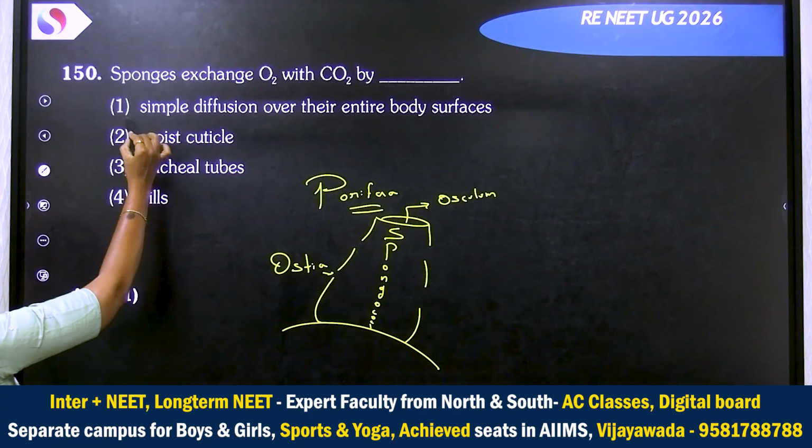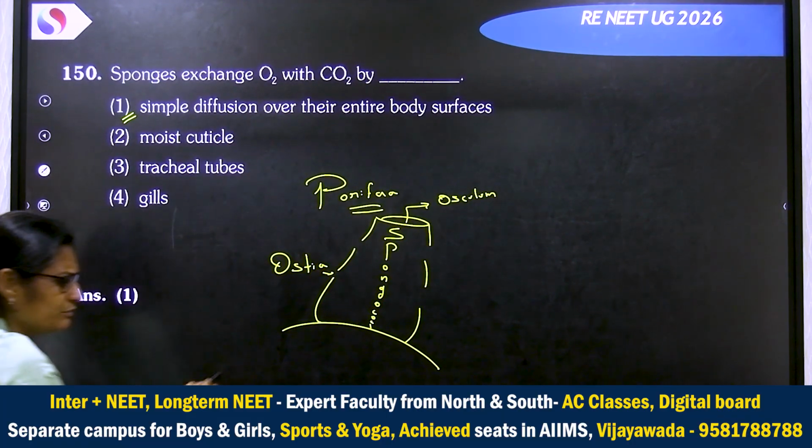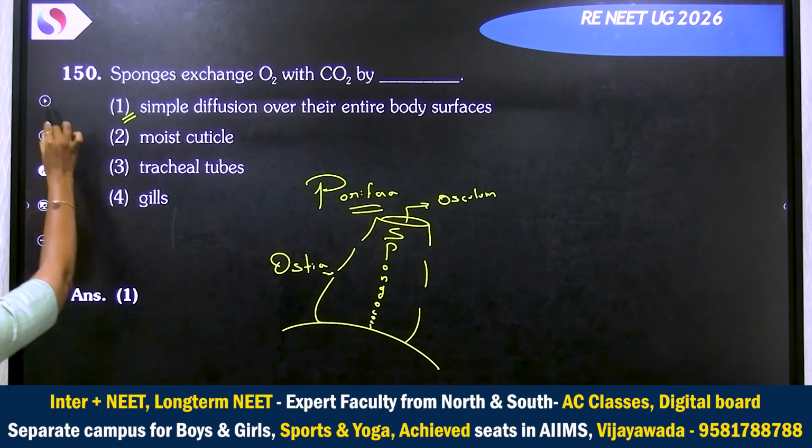So what is the best answer in the sense? Simple diffusion over the entire body surface. Being a primitive organism, exchange of gases takes place how? Through the entire body surface. So the correct option will be the first option, my dear. We will move to the next question.